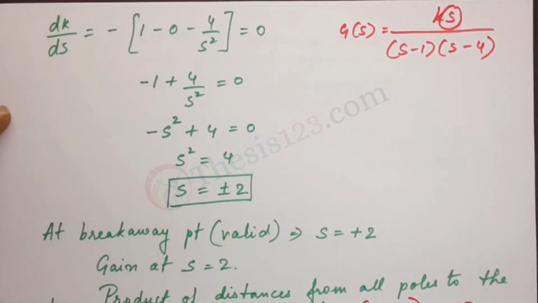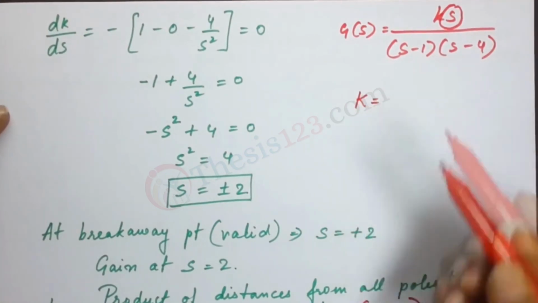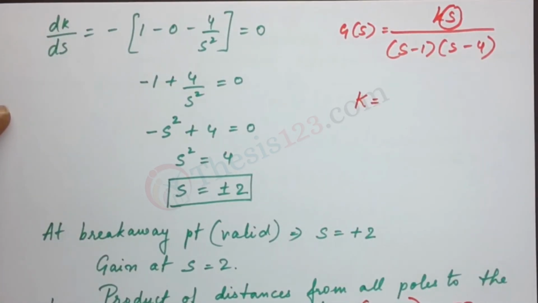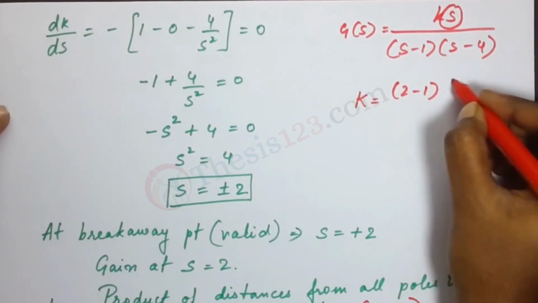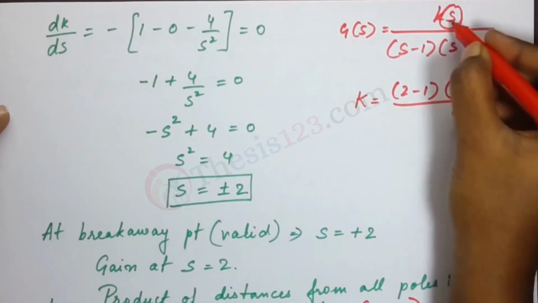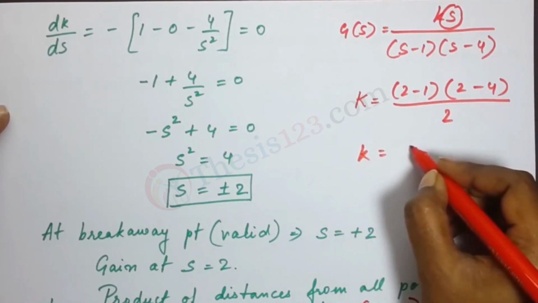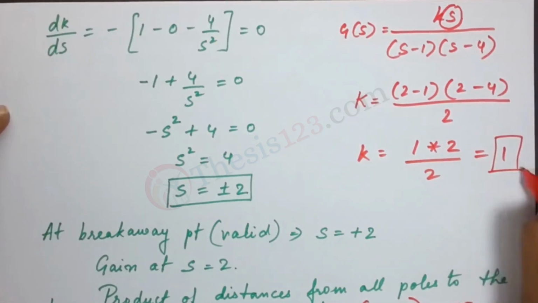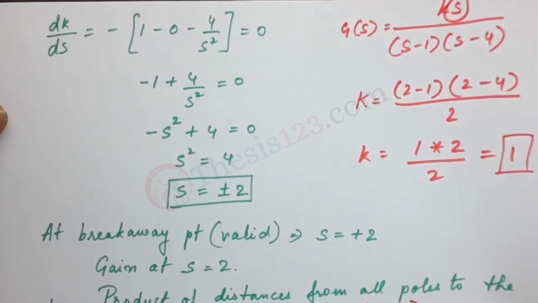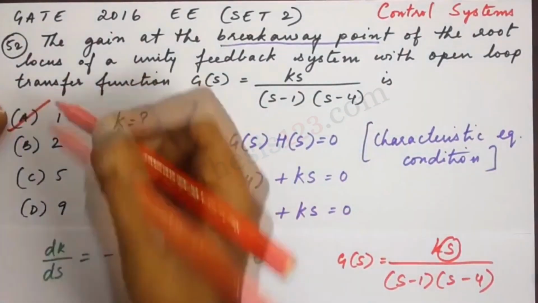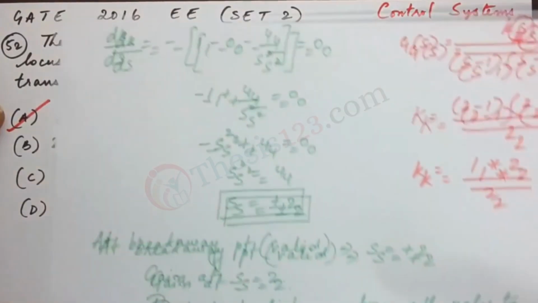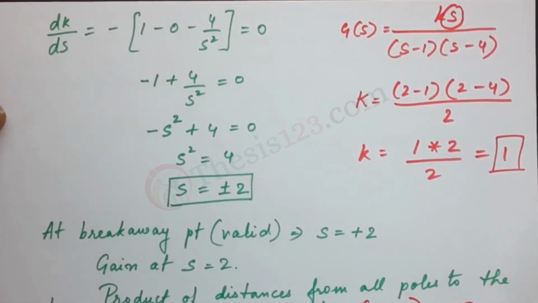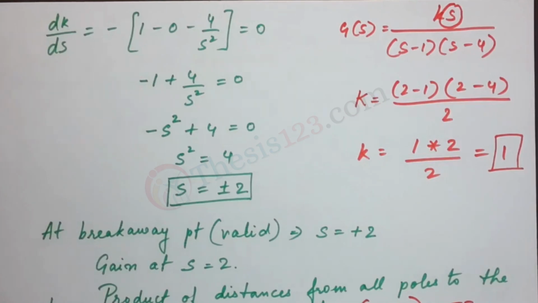So I'll do it right here, please observe. We have K equal to the product of distances, so that's (2 - 1)(2 - 4) divided by s, which is 2. So K = 1 × 2 / 2, which is 1. So 1 is the final answer, and that matches with option A. So I hope the generalization has helped.